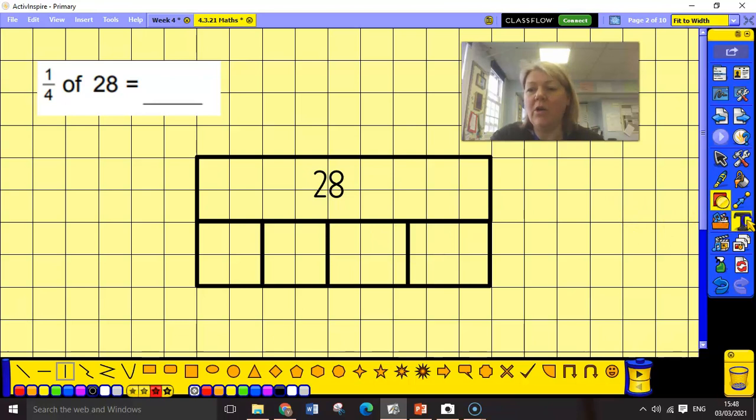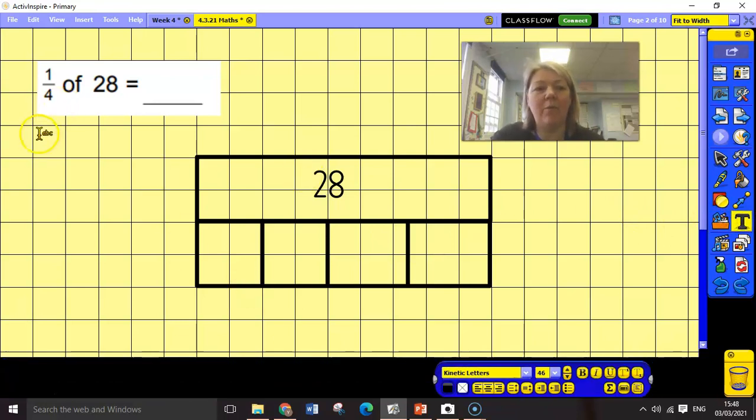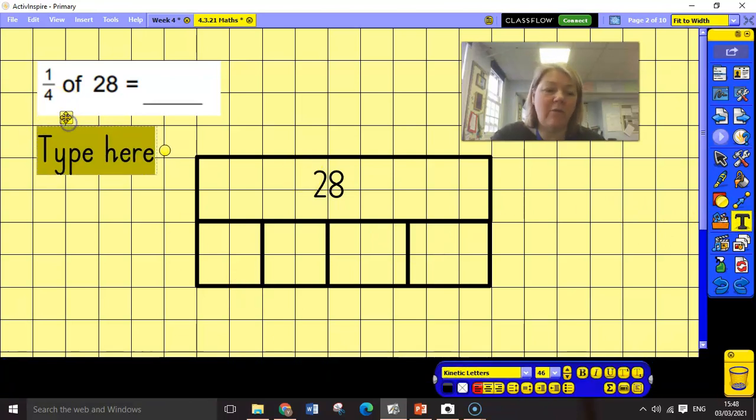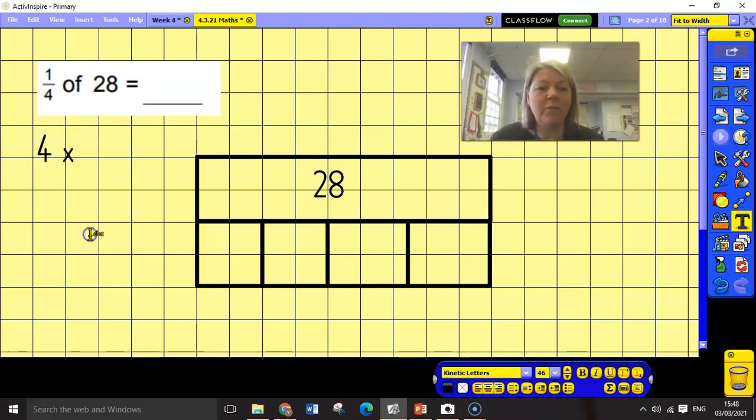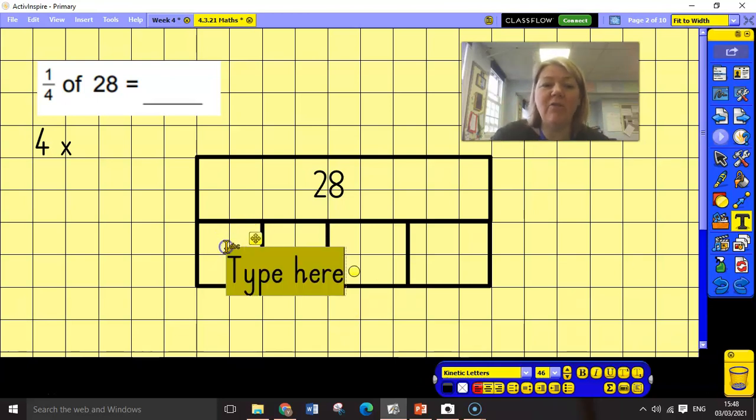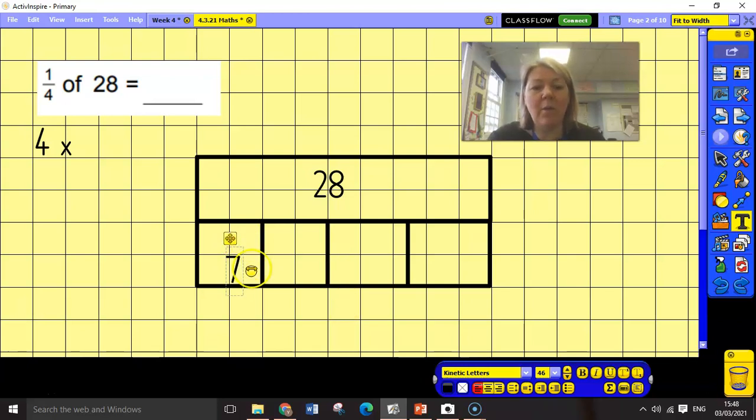Now, I asked you, didn't I, which times table is going to help you? And you're absolutely right if you said the 4 times table. So if you know your 4 times table well, you will know that 5 4s are 20, so it's got to be larger than 20. I know that 6 4s is 4 more than that, so that's 24. I know 7 4s is 4 more than that, so that's 28. So each of my parts here is going to be 7.